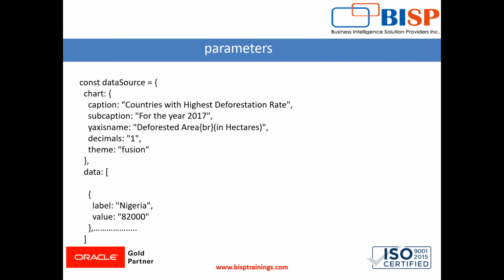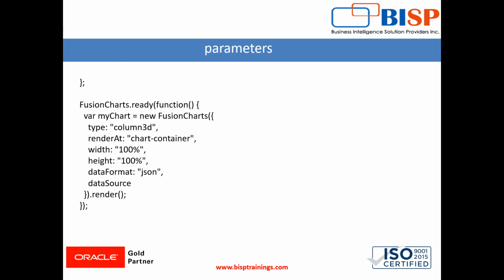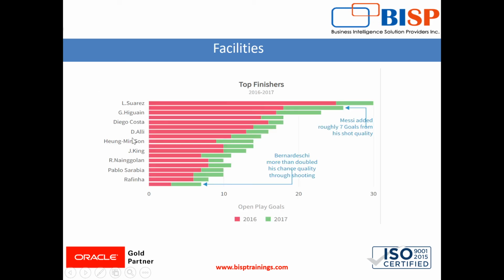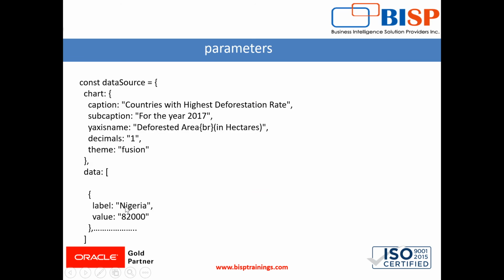Now see, these are the parameters, how the Fusion Chart takes parameters. It's a simple view of parameters, this is the simple structure. Here you can see the data source inside that chart: caption, subcaption, y-axis name, decimal. Now what is y-axis, subcaption, caption? Look at this. If you see here, this is the caption, this is the subcaption, this is the x-axis name, this is the y-axis name. So you can make customization in everything. It provides you that flexibility.